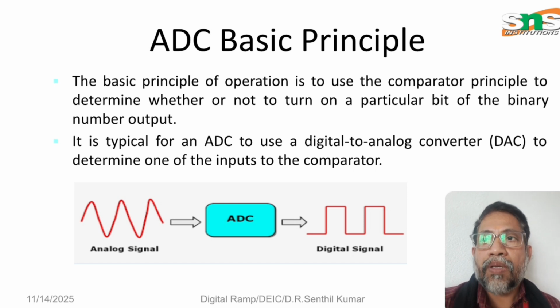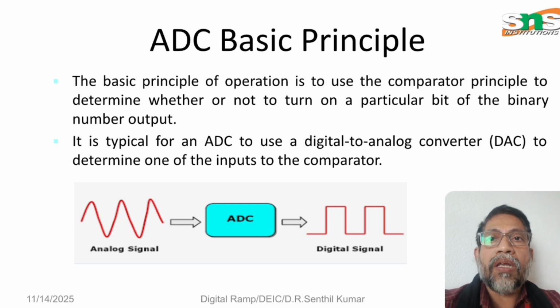On the left-hand side is the analog signal, which is changing in nature, given to an ADC unit, an analog to digital converter. Hence the output is a square pulse, digital in nature: 0 1 0 1 and so on. For this analog to digital conversion, we need certain very important parts.